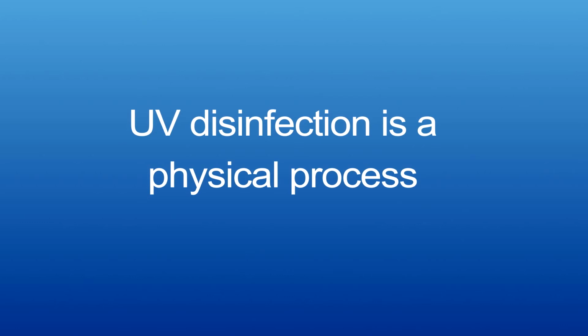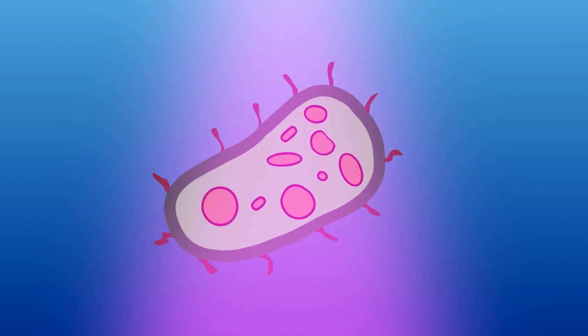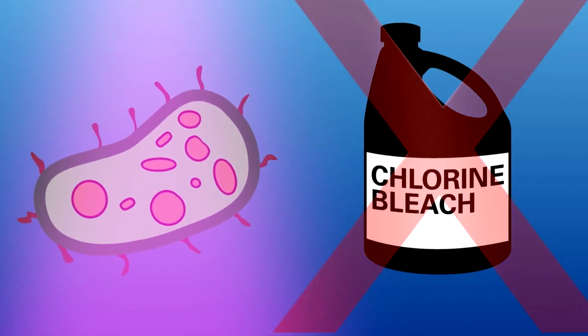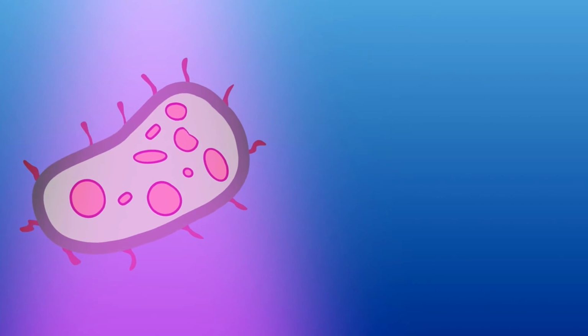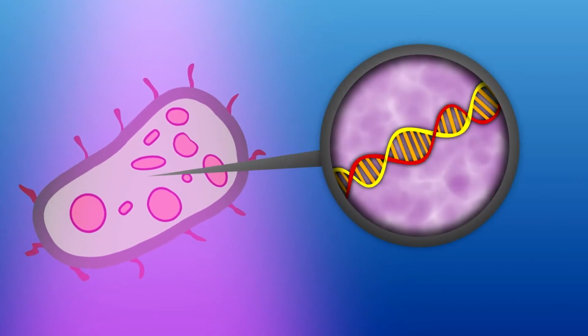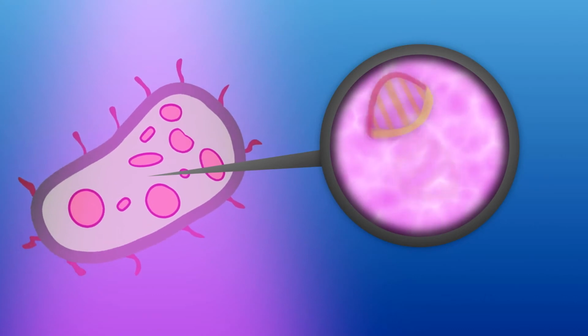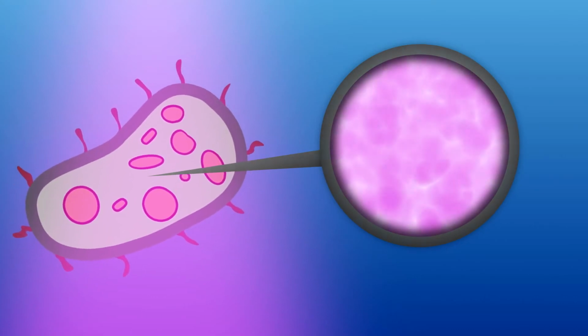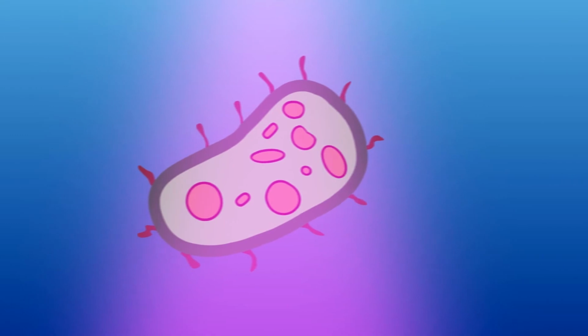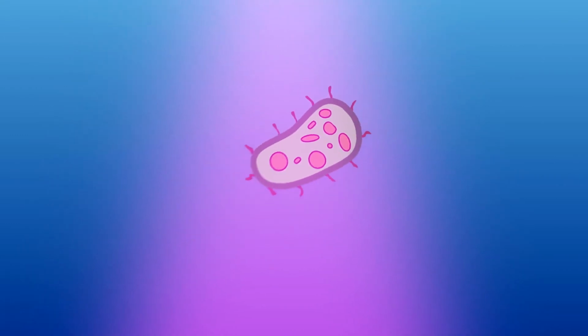To get just a little more technical about it, UV disinfection is a physical process. It is achieved by applying energy from the UV light as opposed to adding chemicals like chlorine. That energy is absorbed by the organism and it disrupts or garbles its DNA. That's the code that tells the microorganism how to reproduce. Without that code, it can't reproduce, so it can't cause infection or illness.